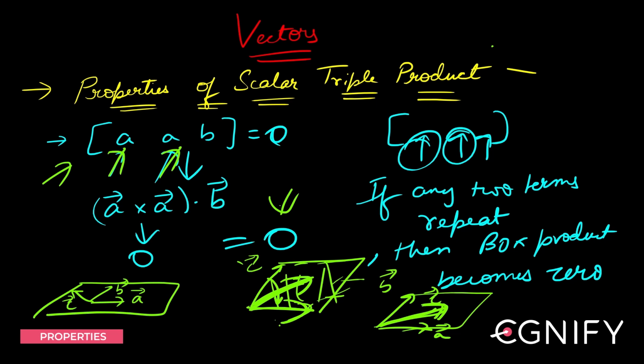So with this, we complete all the properties of scalar triple product from all angles that we had to. And in fact, with this, we complete the scalar triple product concept itself, looking at it from all perspectives. Let's move on to vector triple product.